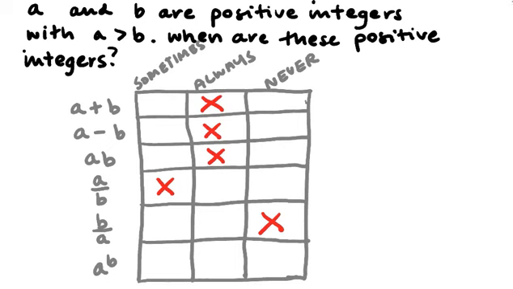And then a to the b will always be an integer, because you're just going to take a positive number to a positive number power, and that'll be another positive whole number. So that's an interesting type of question that I have seen before.